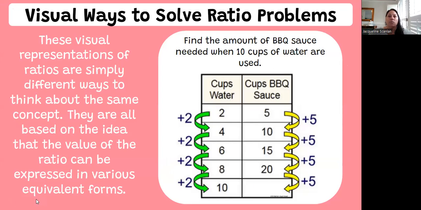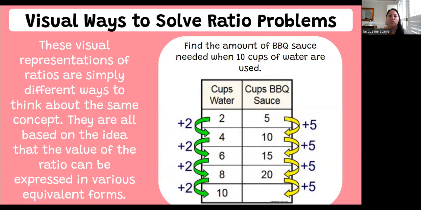And in this particular case, we are being asked to find the amount of barbecue sauce needed when 10 cups of water are used. So let's take a second to look over here at this table. On the left-hand side of the table, we are told the number of cups of water, and it is being compared on the right-hand side of the table to the number of cups of barbecue sauce. Okay, so let's just make sense of what this first row represents. In this first row, they are telling you that for every 2 cups of water, you would need 5 cups of barbecue sauce.